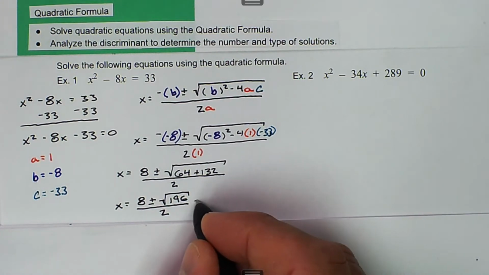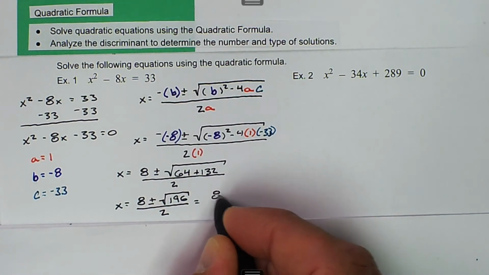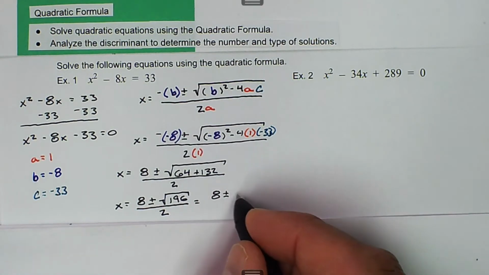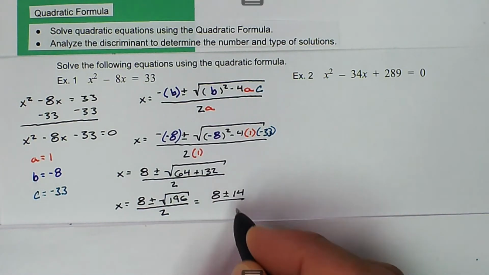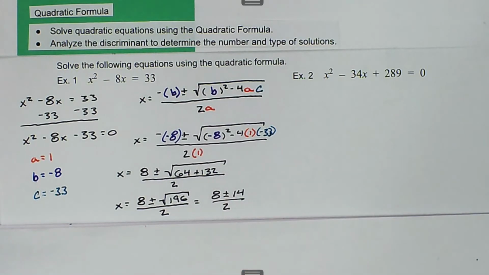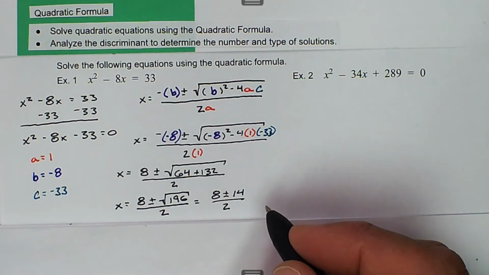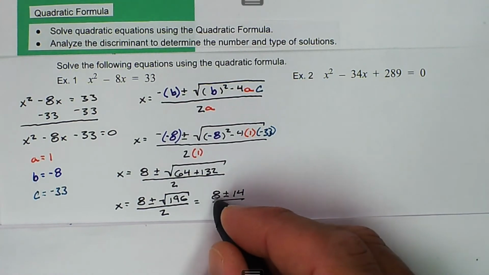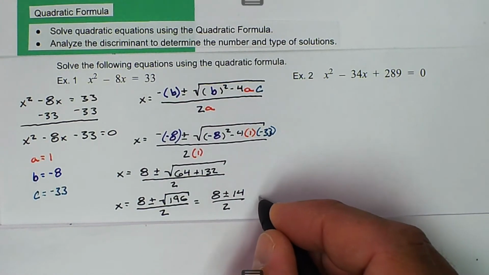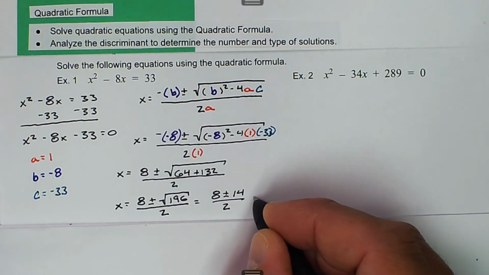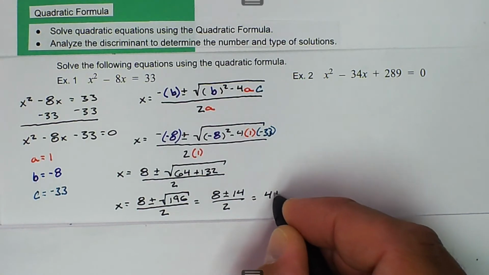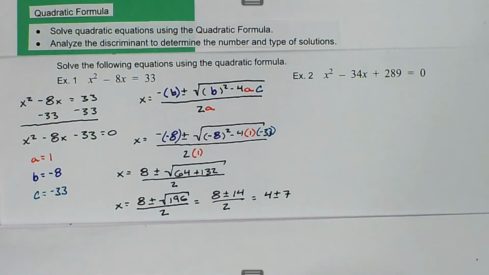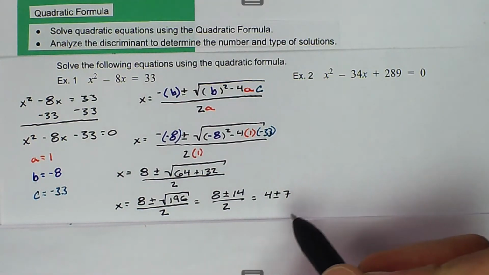And then we get 8 plus or minus the square root of 196 is 14, all divided by 2. So then we can divide 8 and 14 both by 2. So then we get 4 plus or minus 7. And so then our possible solutions for this one are x equals -3 and x equals 11.